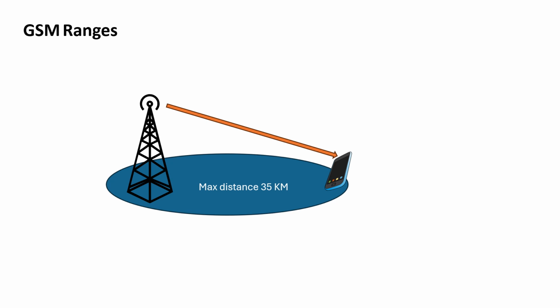Practical considerations. In practical deployments, the effective range is usually less than the theoretical maximum due to environmental factors. Typical ranges for GSM are often between 5 km to 15 km, depending on the specific deployment conditions.